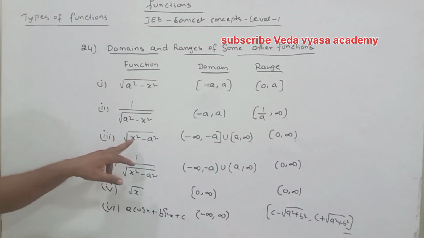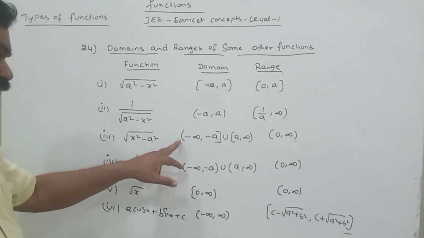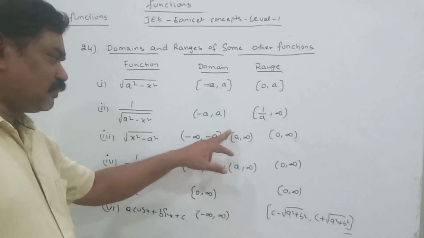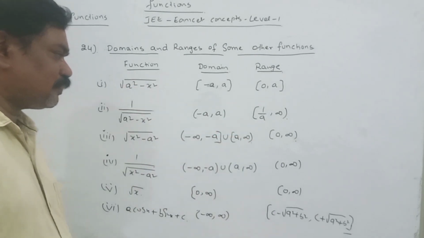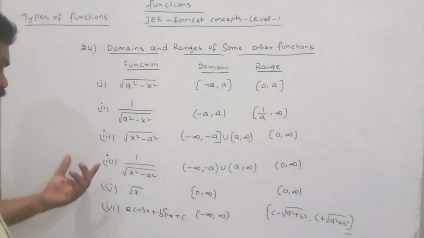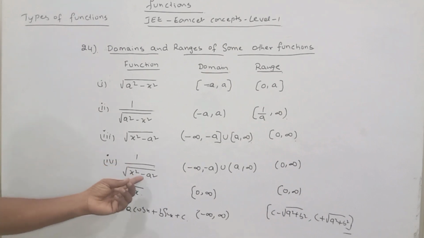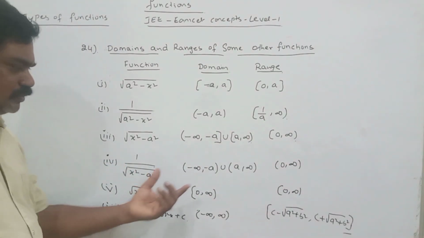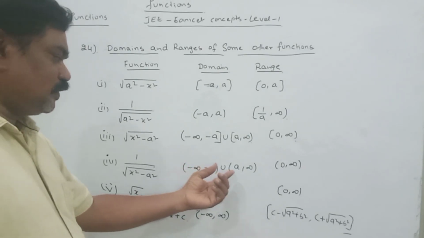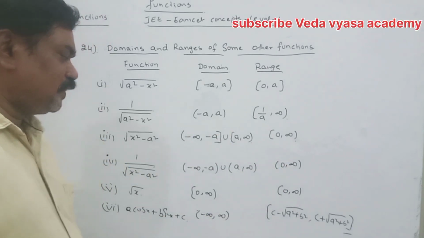Third function, root over x square minus a square. This domain is the open interval minus infinity to minus a, closed, union a comma infinity, closed. This range is closed 0 to infinity, open. Fourth one, 1 by root over x square minus a square. This domain is minus infinity to minus a, open, union a to infinity, and range is 0 to infinity, open interval.